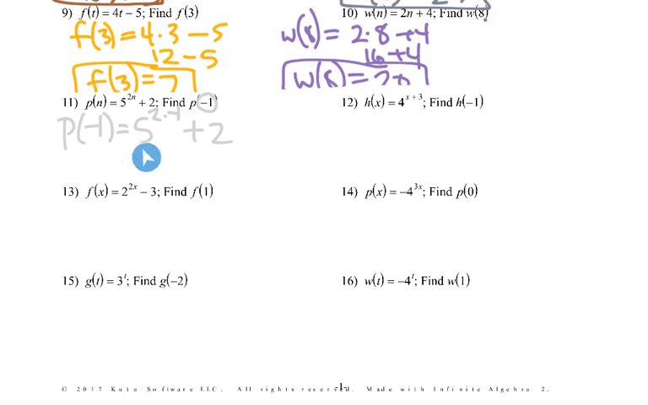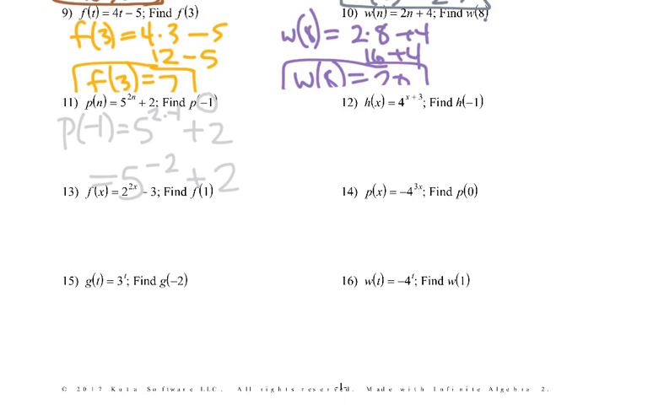Now, according to order of operations, we need to deal with this exponent first. So first we simplify the top number, then apply the exponent, then we add the 2. And you may need to use your calculator on these ones. So 2 times negative 1 is negative 2. So I have 5 to the negative 2 power.